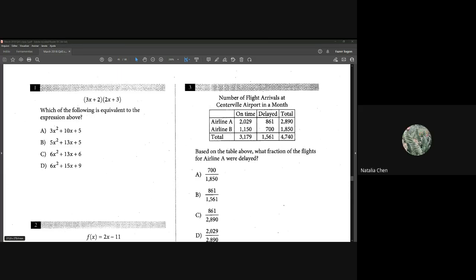Equivalent, então. É 6x ao quadrado mais 3x mais 6. Então é C. É isso aí.